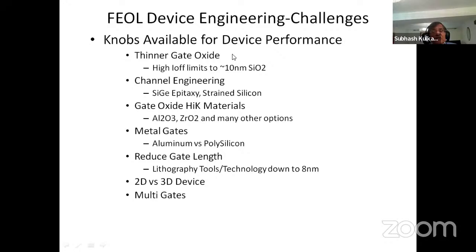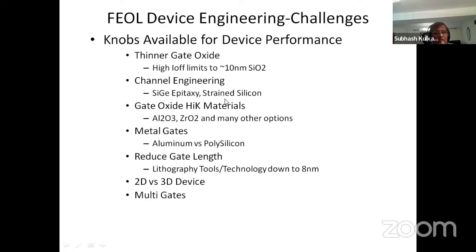So, the knobs available for device performance: we talked about the gate oxide, 10 nanometer SiO2, that's the limit. In the silicon channel, there is strained silicon and there is silicon germanium epitaxy.